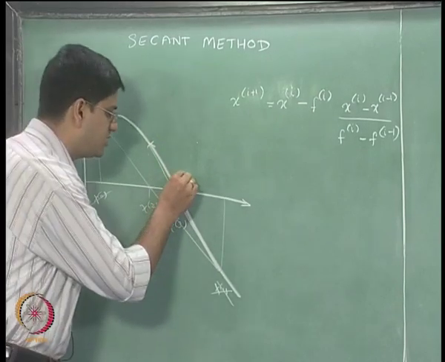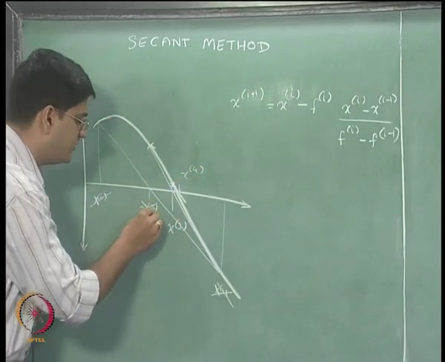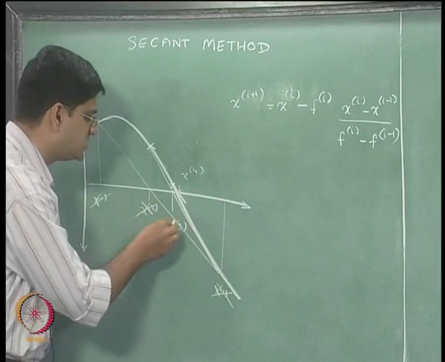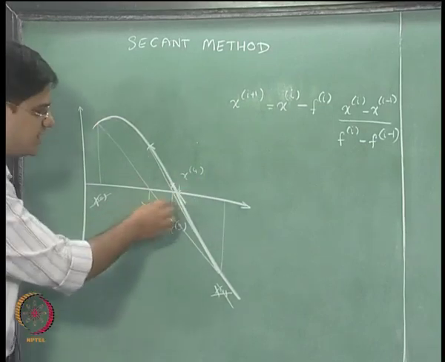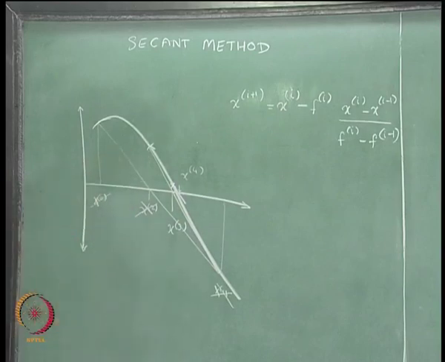This becomes our x4. Now, when we have our x4, we will discard our x2, we will stick with x3 and x4, again draw the chord, and we will keep repeating that until we converge to the desired solution.